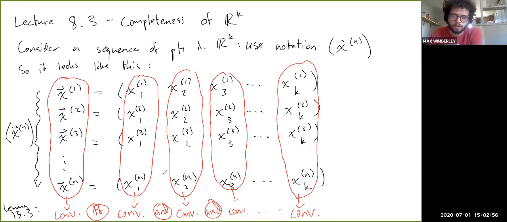This is the first coordinate sequence, this is the second coordinate sequence, and so on. Each coordinate sequence has to converge, and moreover, the limiting point of the overall sequence, the coordinates of that point will be the limits of each coordinate sequence listed off, right? So you'll take the limit of this sequence, the limit of this sequence, and so on to get the overall limit here. This is actually the lemma that we want to show.